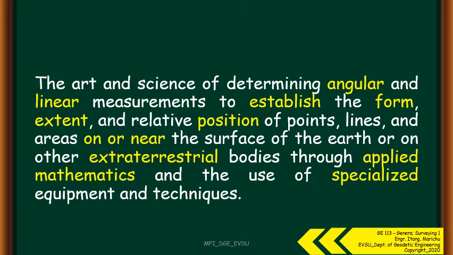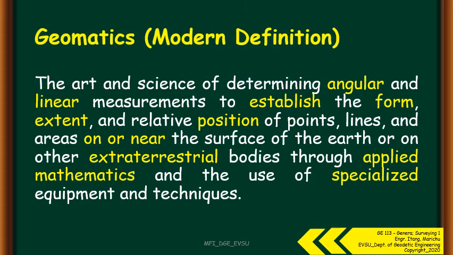So, we have here another definition. The modern definition of geomatics is much broader. Determining the angular and linear measurement to establish the form, extent, and relative position of points, lines, and areas on or near the surface of the Earth. And we have additional other extraterrestrial bodies.